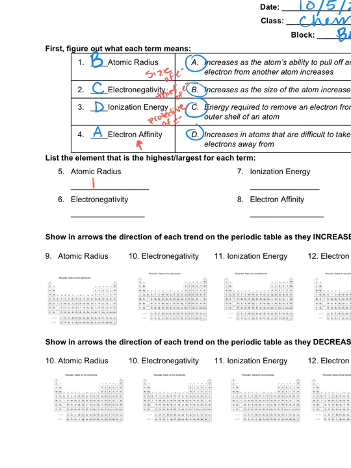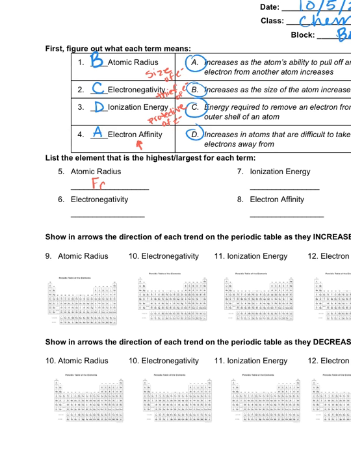So what element is going to be the biggest? One on the right or the left? The left. And then we've determined that the more rings on the Bohr model, the bigger it would be. So we want something on the bottom left. What element is the farthest bottom left? It is francium, Fr.